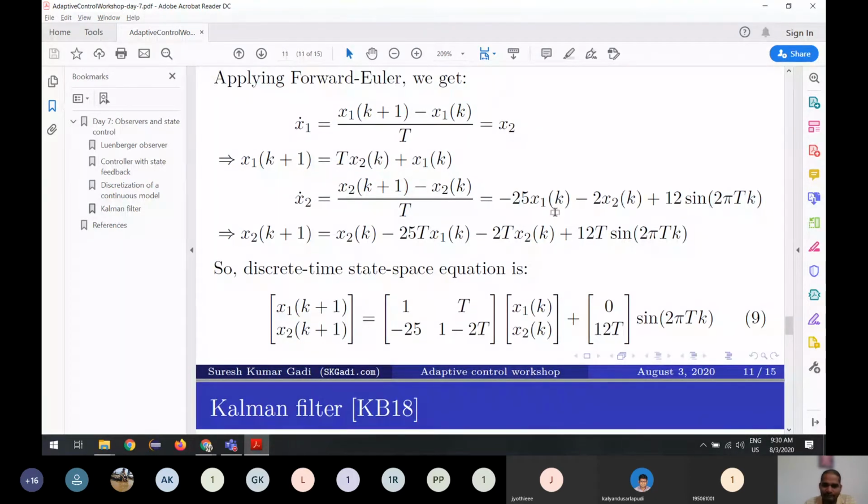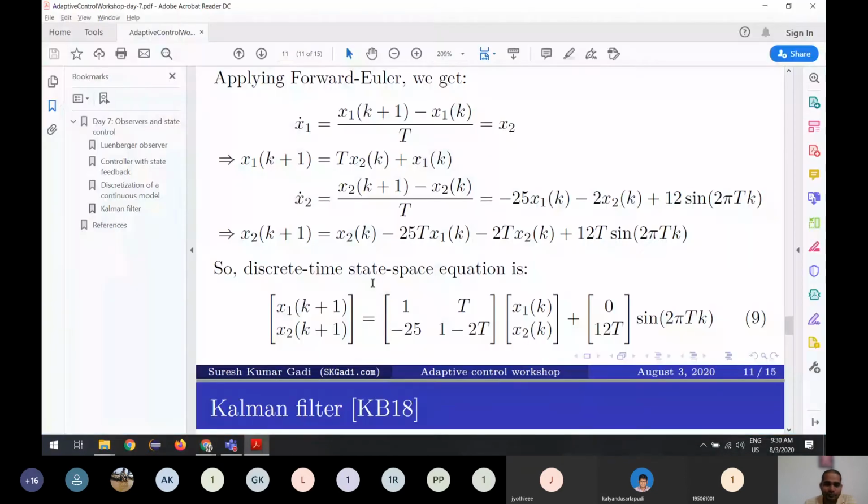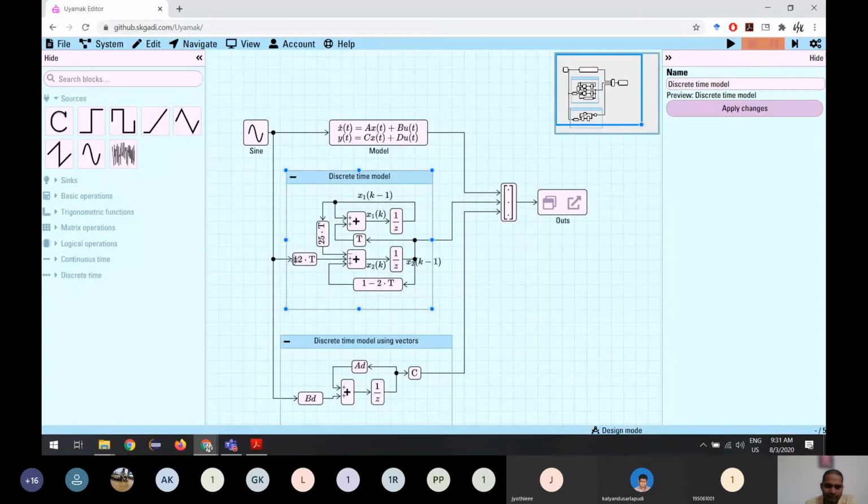So let us implement the discrete time model. How do we implement it? Let us see this equation and this equation, and we will implement these two. First, implement this equation. How does it implement the future of x1? So let us see, this is the x1.